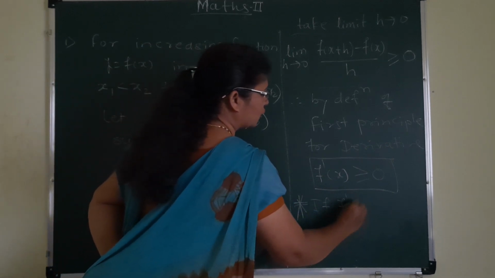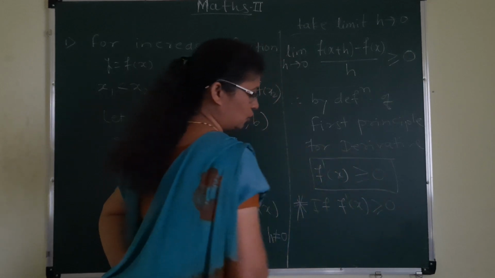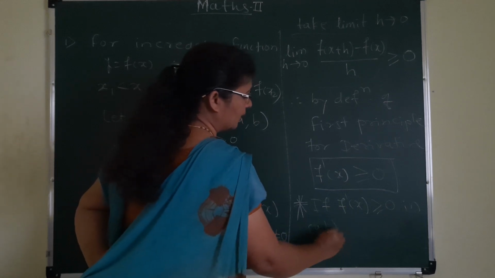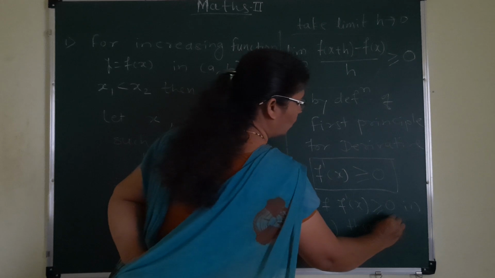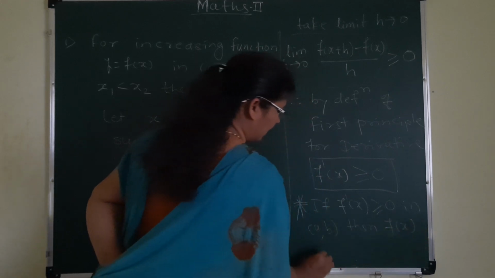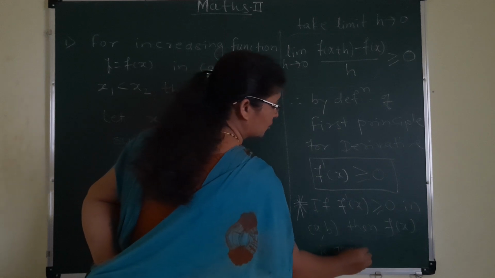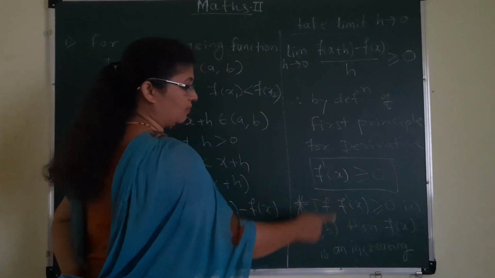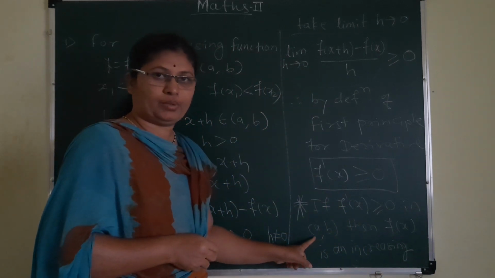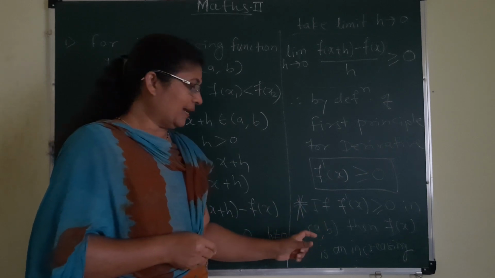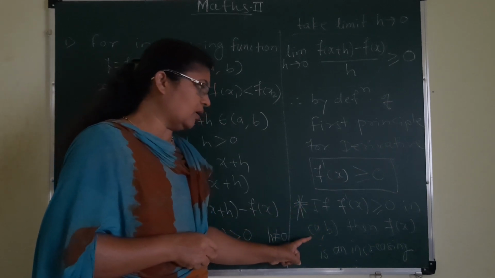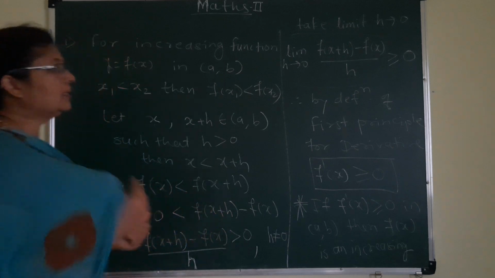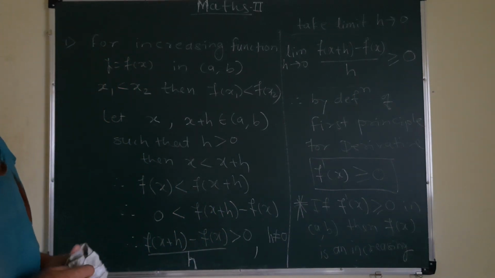If f dash of x is greater than or equal to 0 in the given interval a to b, then y is equal to f of x is an increasing function in that interval a to b. In that interval only, remember, we have seen in the previous video that the interval is very important. So in this interval the function will be increasing if f dash of x is greater than or equal to 0. In the same way we can find the condition for a decreasing function also.